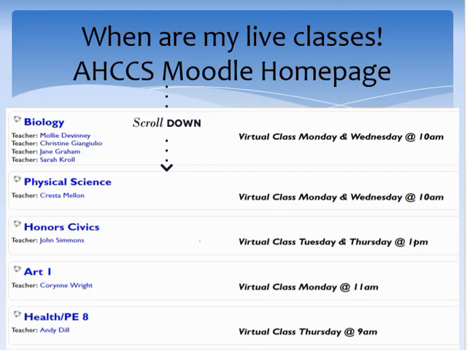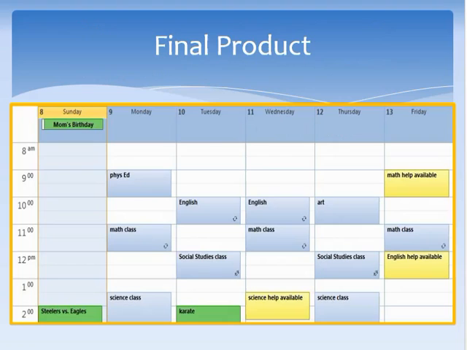So here I've got biology class, Mondays and Wednesdays at 10 a.m., physical science, Mondays and Wednesdays, 10 a.m., honors civics, Tuesdays and Thursdays at 1 p.m. This was just a sample we have for Johnny Appleseed, but yours will look like this. You'll have one line for each subject and it'll tell you when those live classes are. So you'd look at your Moodle homepage, then go to your Outlook calendar to set up those live class reminders.